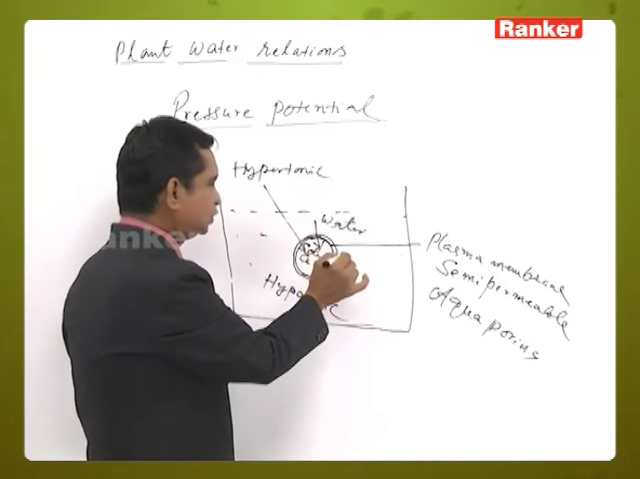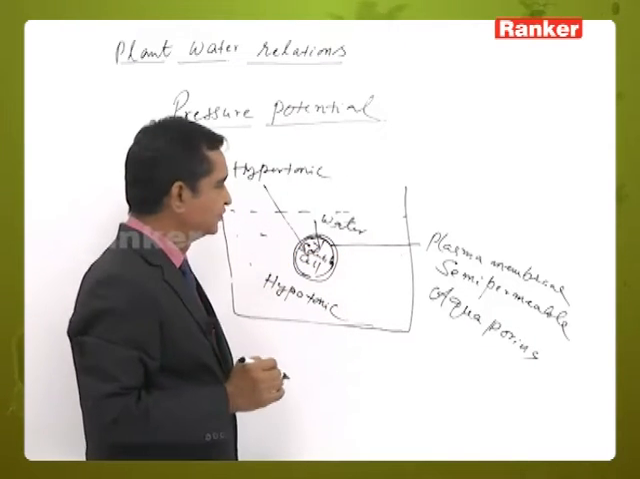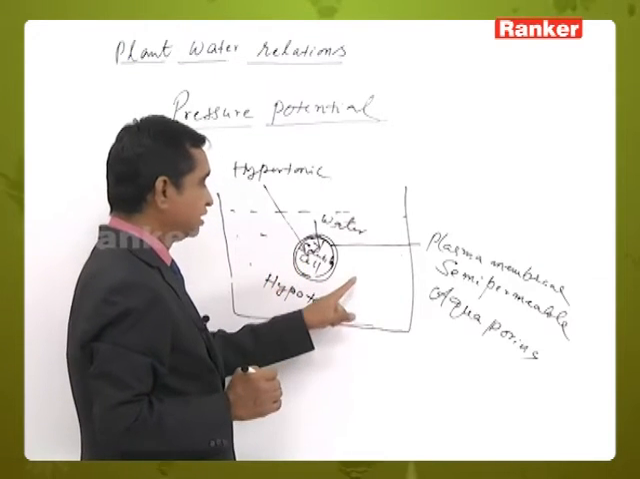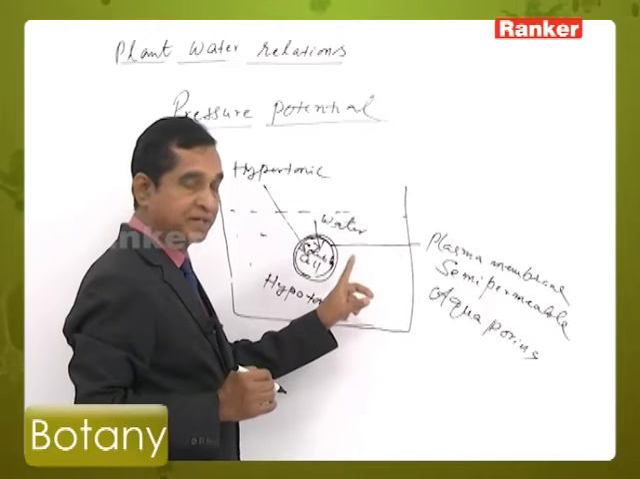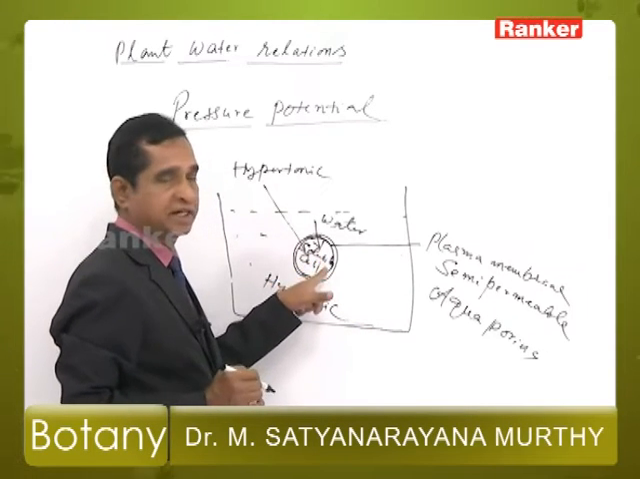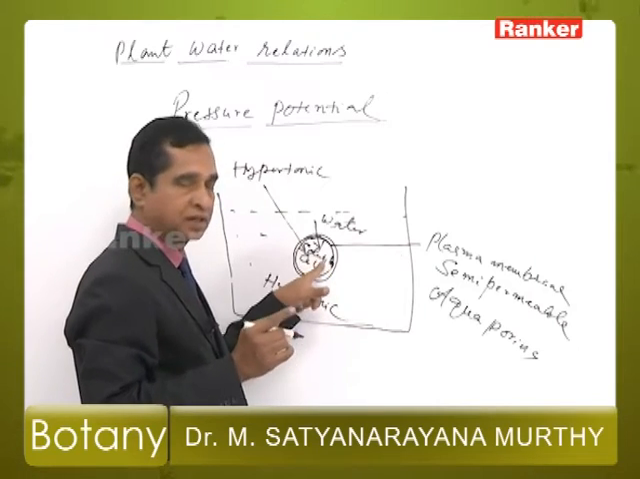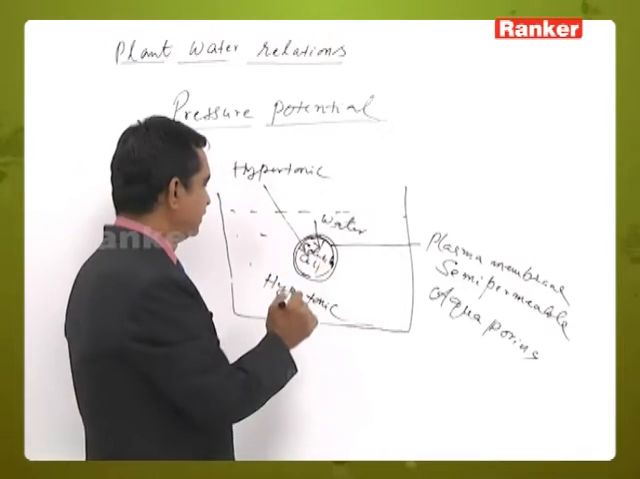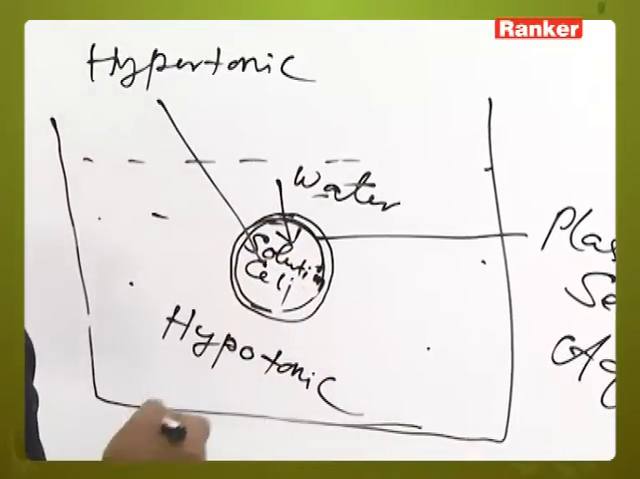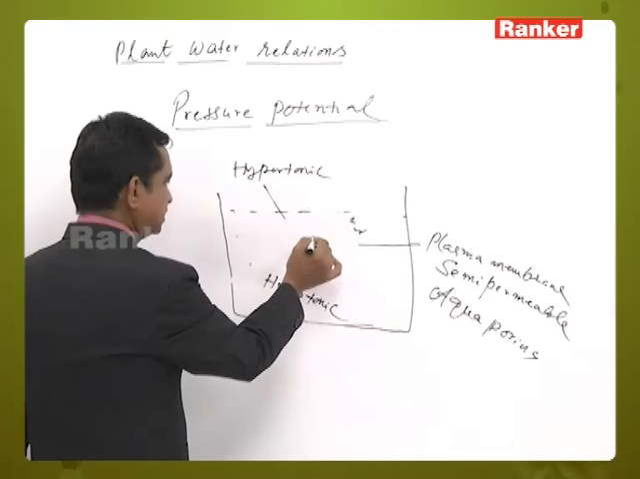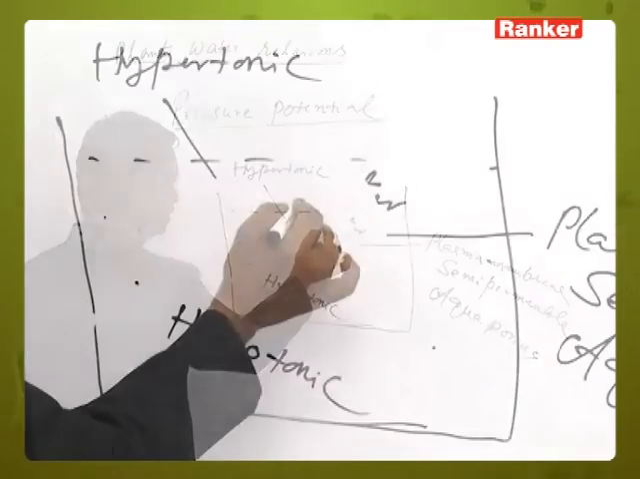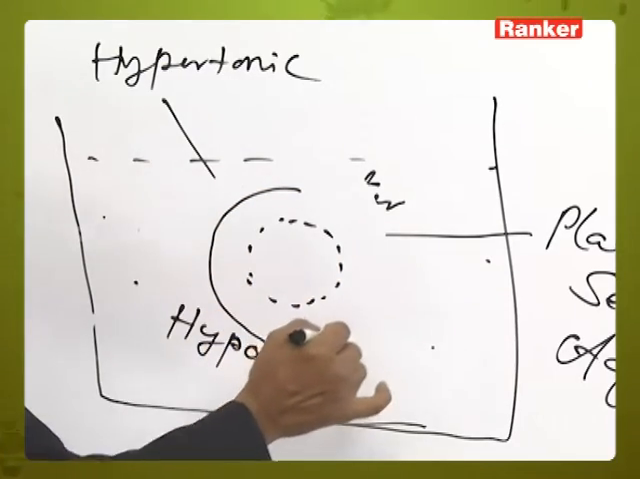Now the water enters into the cell by diffusion, that is, from a higher concentration of water to a lower concentration of water. Naturally, when water enters into the cell, the cell bulges. This is the original size. Now the cell bulges.